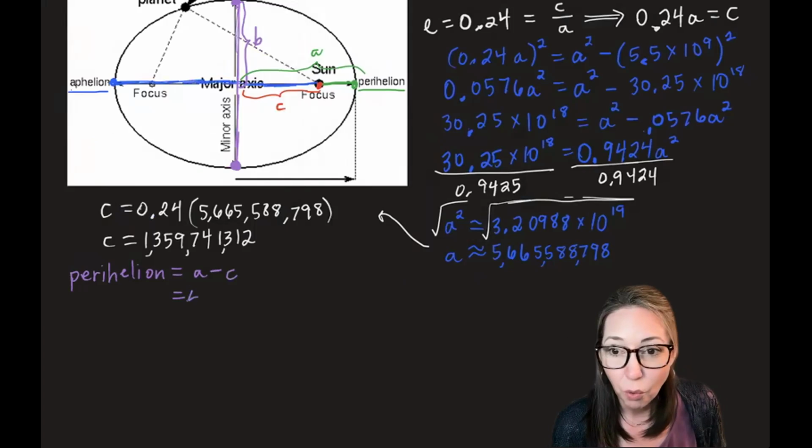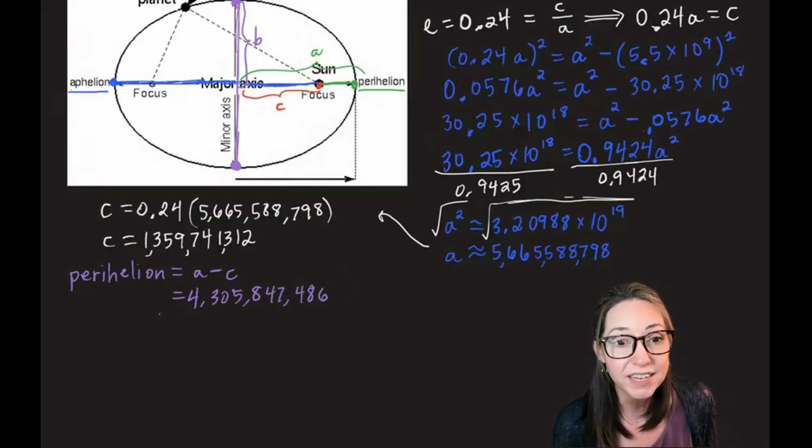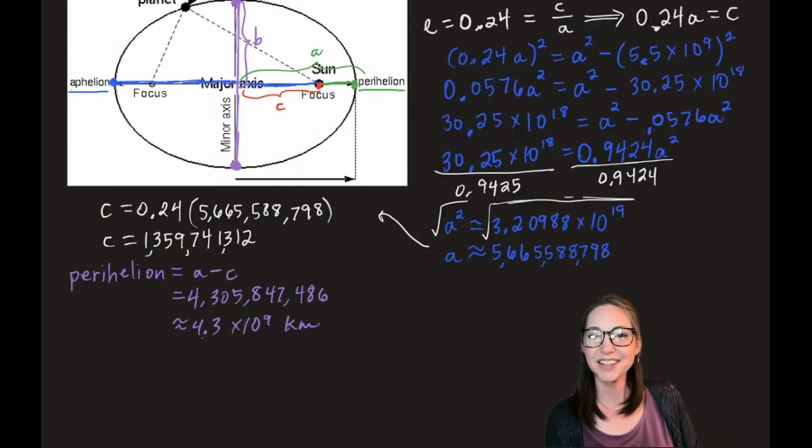Okay, let's write this out. So 4,305,847,486. This is pretty precise. It's probably not quite that accurate. Of course, it's too accurate, right? We can't have that many significant digits. But anyways, we can definitely say that it is about 4.3 times 10 to the power of 9 kilometers. All right, so that's the closest that Pluto gets to the sun.